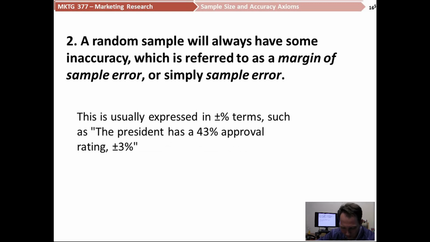2, a random sample will always have some inaccuracy, which we're going to call the margin of sample error, or just sample error. Those are both acceptable terms for it. Now this is usually going to be expressed in plus or minus terms in a percent, like the president has an approval rating of 43% plus or minus 3%. That would be how we express that margin of sample error.